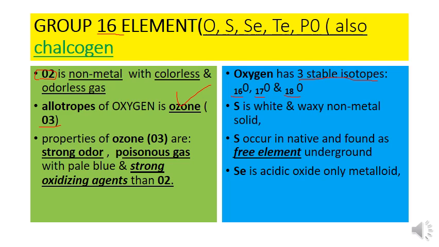Sulfur is a white, waxy non-metal solid. Sulfur also occurs native, found as a free element underground. Also, selenium forms an acidic oxide only. Those are some key points you have to know in this group. Let us continue.